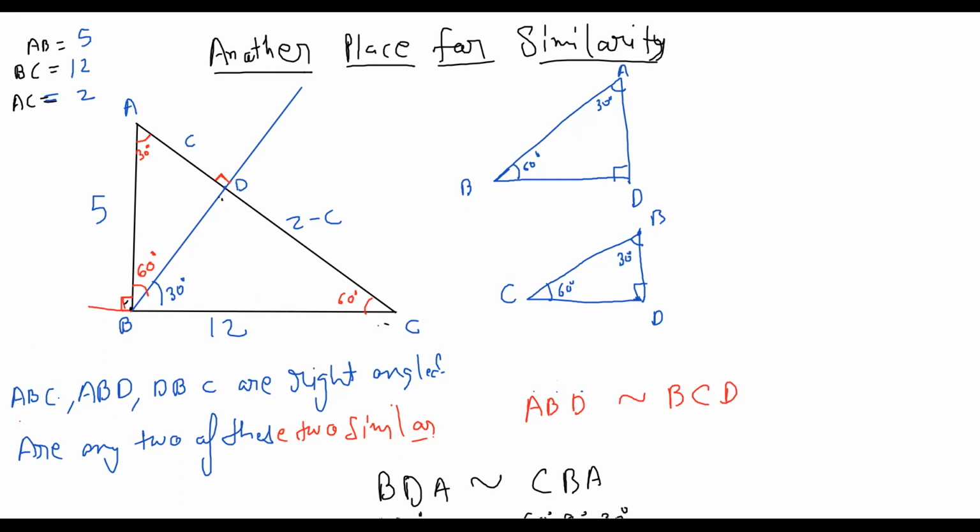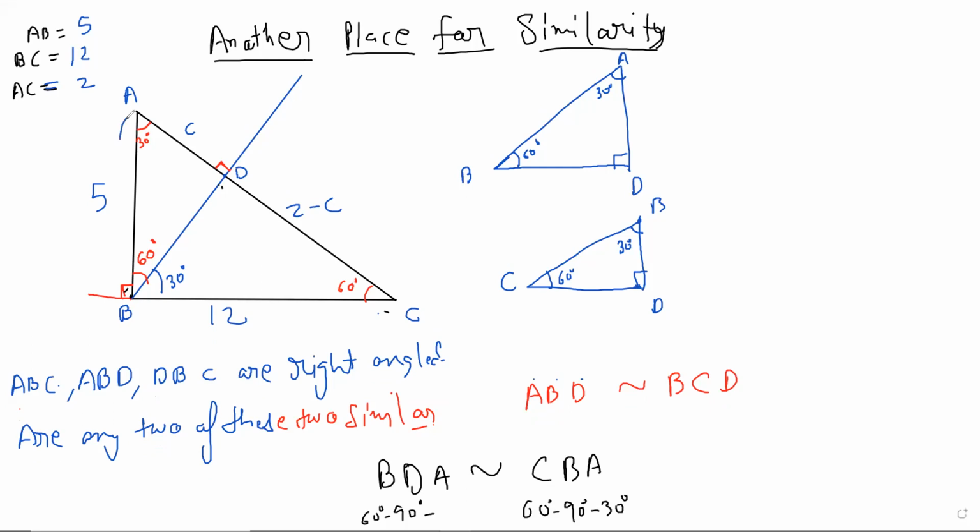Right. So we have this triangle where AB is given to be 5, and BC is given to be 12. We want to find the AC, of course, without explicit measurement. The line AC, I'm just calling it Z for the time being, and I'm calling this AD part as C. And we want to find it.